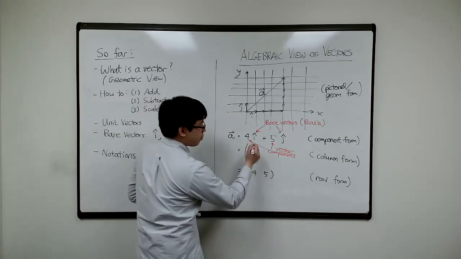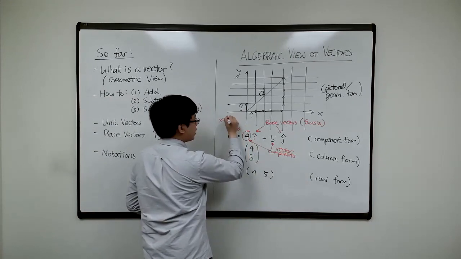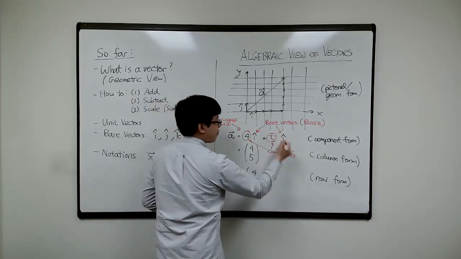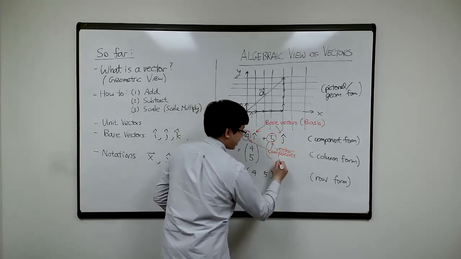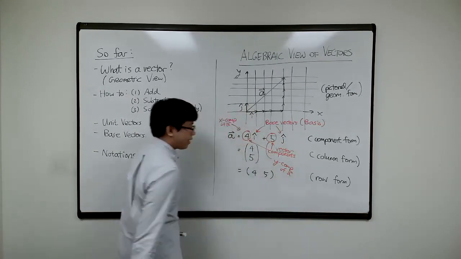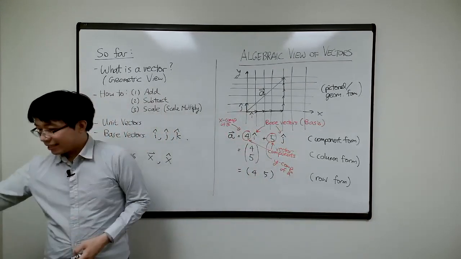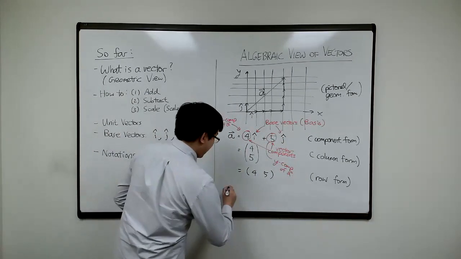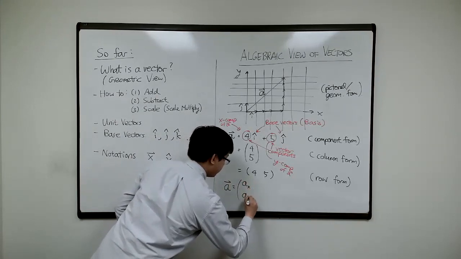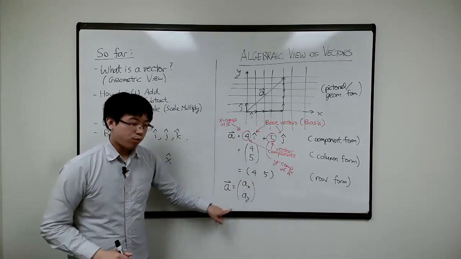In particular, 4 is called the x component of A. The 5 is called, you can guess it, the y component of A. So x component, y component. And slightly more abstractly, in general, people will sometimes write it like this with a subscript. So that's the x component of A, the y component of A.